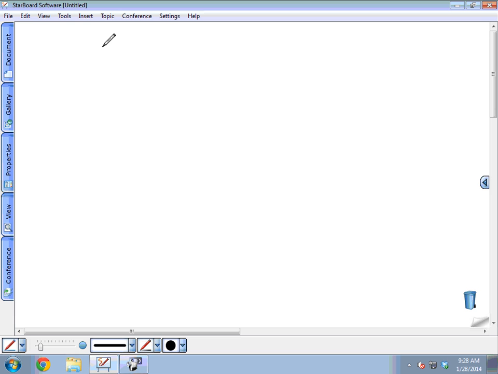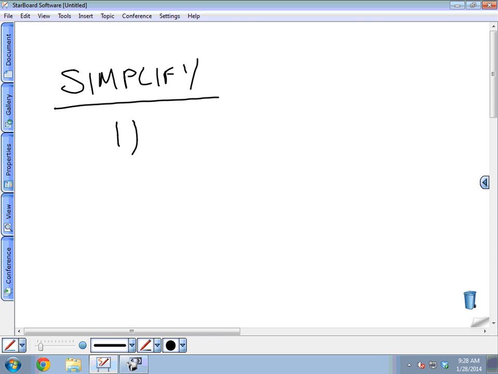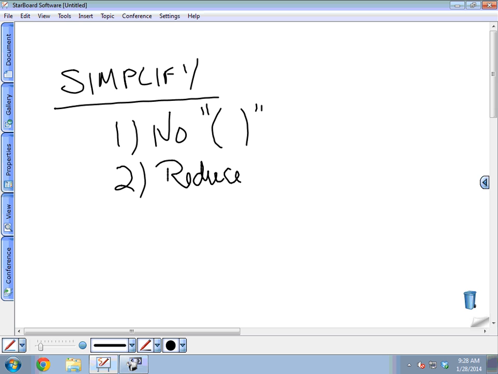Okay, the first 6 questions say simply to simplify. Simplify. What does simplify mean? It means, number 1, no parentheses. Secondly, unless you have to put them in, but usually no parentheses, okay? Secondly, it means reduce fractions.